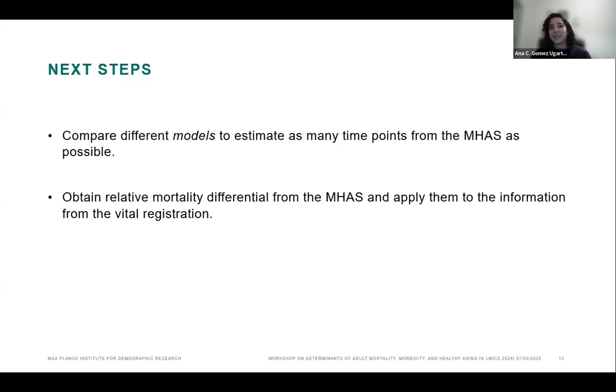And what are our next steps to finally combine the data sources? We're trying to fit different models to estimate mortality by education at different time points in the Mexican Health and Aging Study. I showed you only 2 time points, but ideally we would like to have more so that we can get a time trend. Then we would like to apply the relative mortality differentials that we estimate from the MHAS to correct the vital registration estimates. But this is what we have for the next steps.